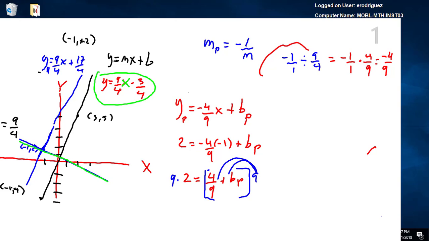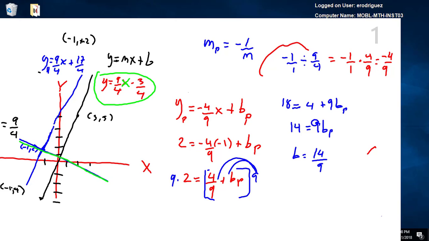Y equals mx plus b. And that's going to be equal to, and there it is. Notice the slope is minus 4/9 that we came up with earlier. Now, to find the y-intercept, we have to put this point that it's going through in, which is x is minus 1, y is 2, in order to solve for the y-intercept.